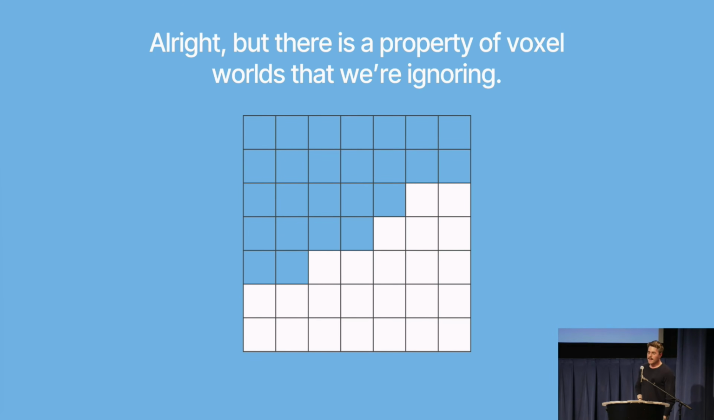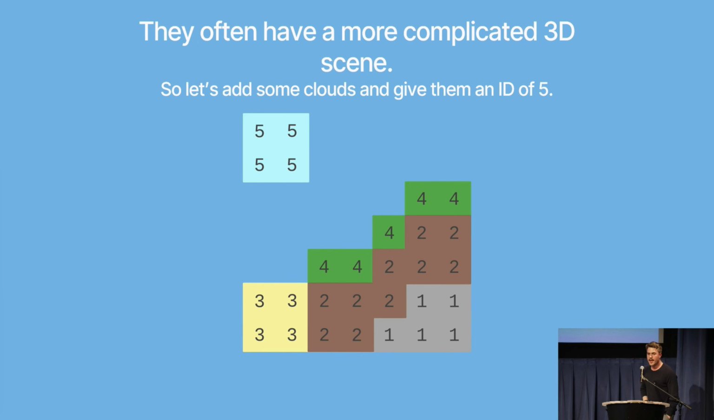All right, but there's a property of voxel worlds that we're ignoring. They often have a more complicated 3D scene, right? They're rarely this flat in nature. They're rarely essentially 2D, right? So what we can do is add some clouds with an ID of 5 and put them up in the top left corner of our 7x7 test scene.